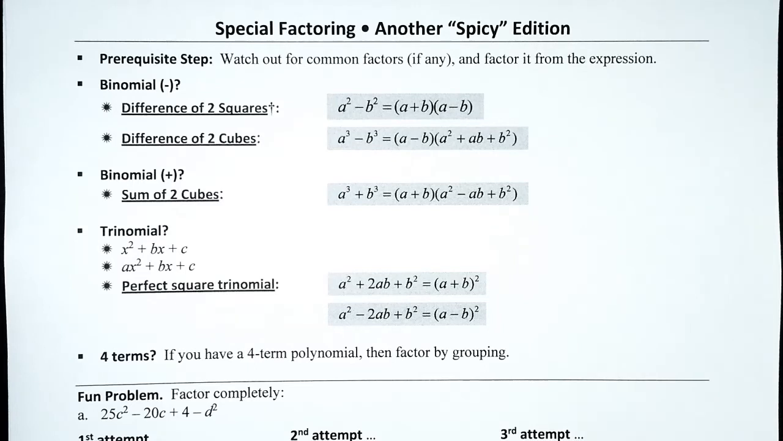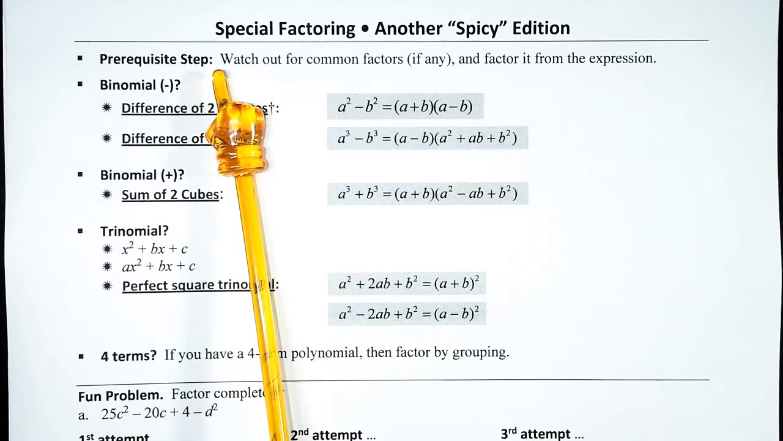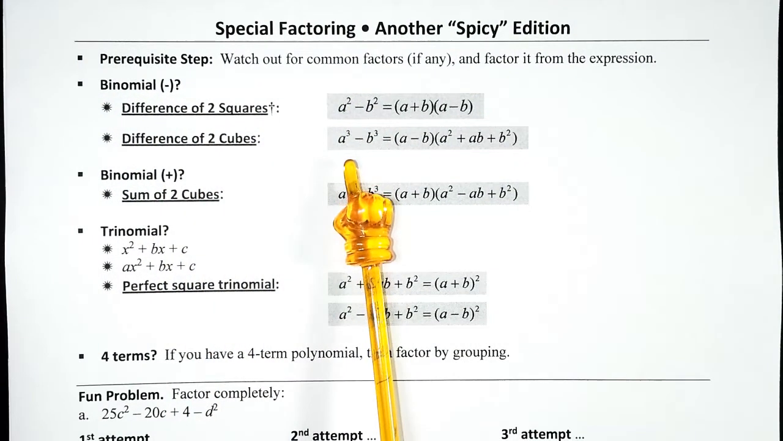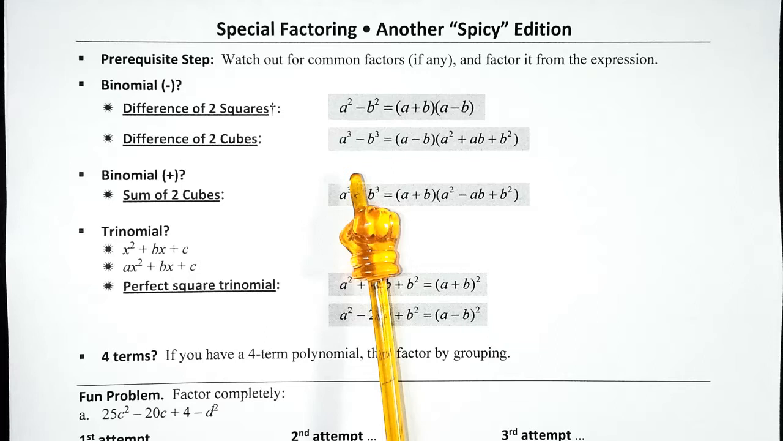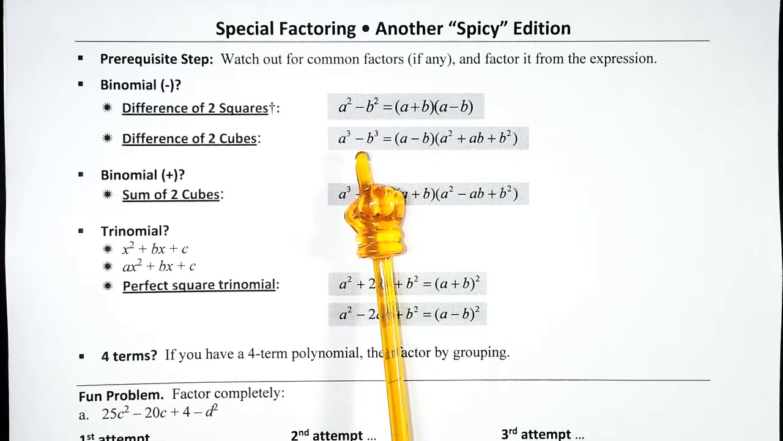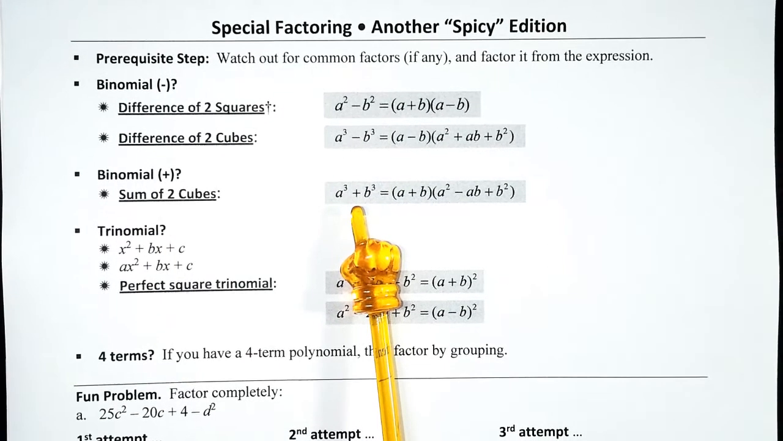So a quick reminder, a general approach to factor polynomials. First things first, regardless of what technique you use to factor, whether you use the one that we have been talking about or the one you discovered on your own, the prerequisite step is always to watch out for common factors. Now, what if you have a binomial and there's a minus sign in the middle? The recommendation is first to check to see if you have difference of squares, and if not, difference of cubes. Now, what if you do have a binomial but there's a plus sign in the middle? If that's the case, you're going to aim straight for sum of cubes.